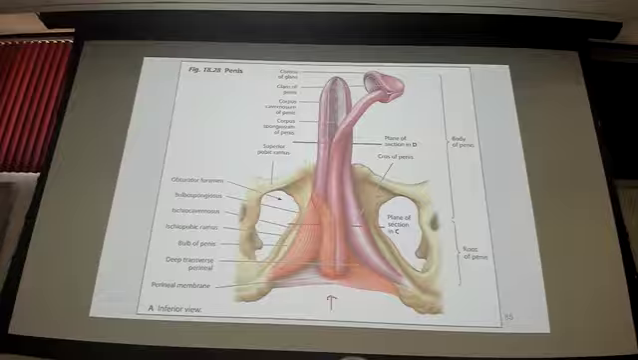And then the bulbocavernosus is this muscle right here. Or excuse me, did I say that backwards? Bulbospongiosus is this muscle right here because it's attached to.